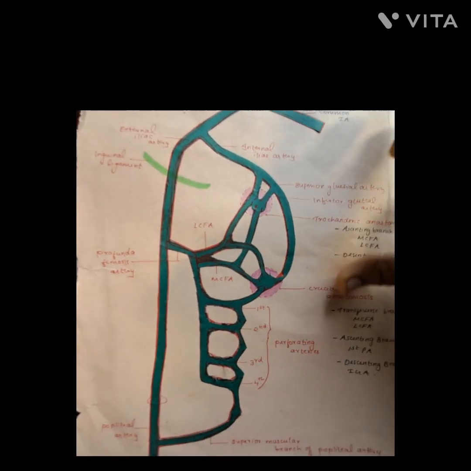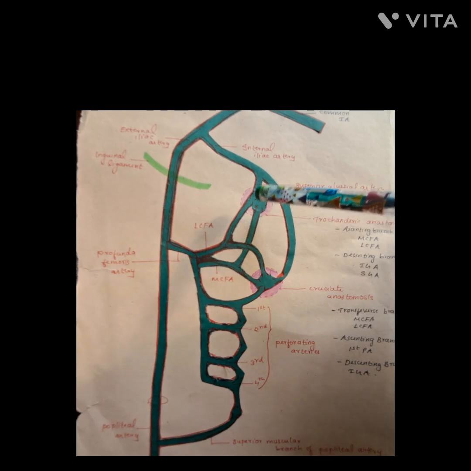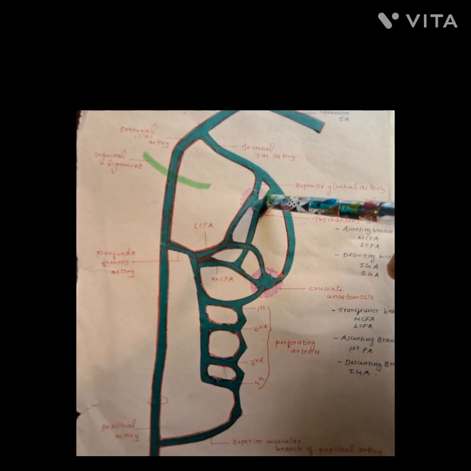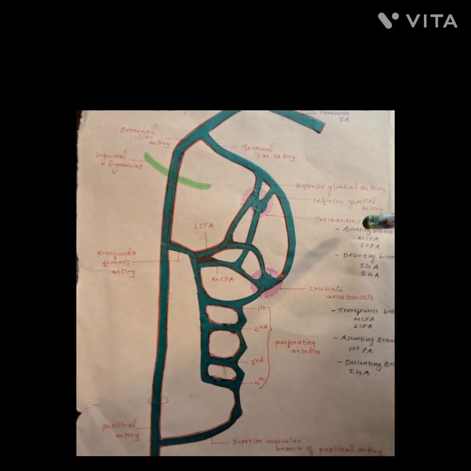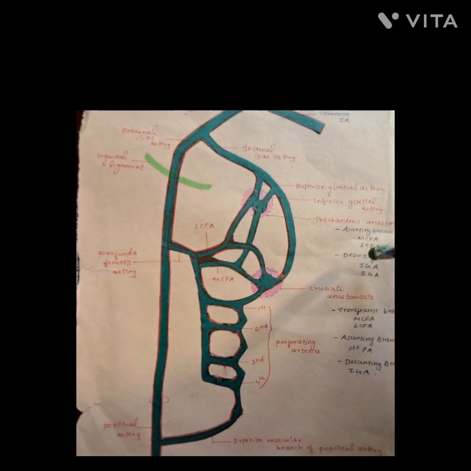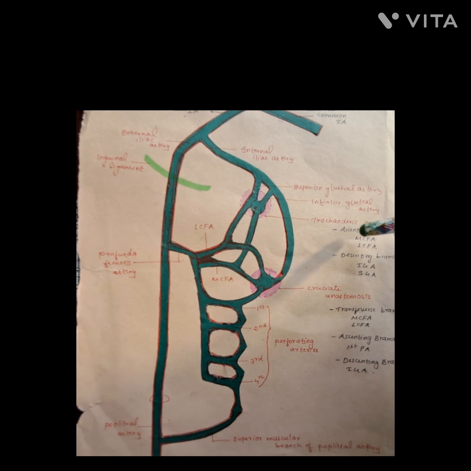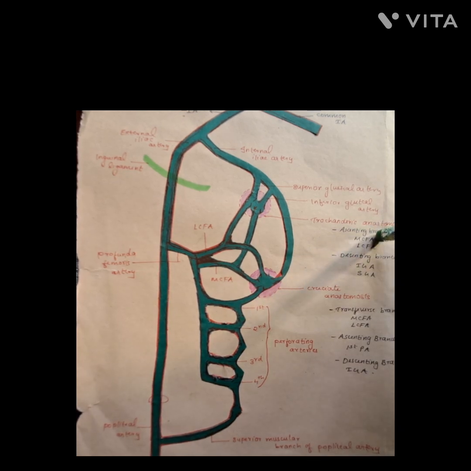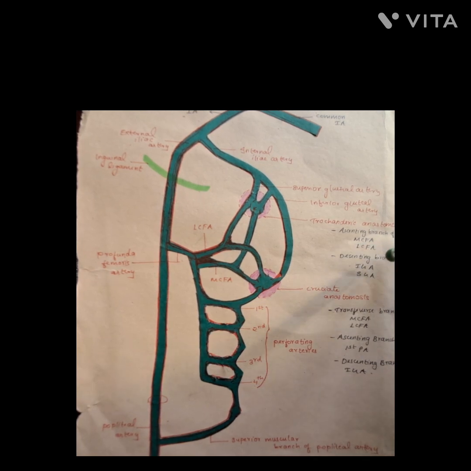Then comes the trochanteric anastomosis. The second form of anastomosis is the trochanteric anastomosis. Why is it so called? Because it occurs in the trochanteric fossa. It is formed by four arteries. What are the four arteries? The ascending branch of the medial circumflex femoral artery, the ascending branch of the lateral circumflex femoral artery, the descending branch of the inferior gluteal artery, and the descending branch of the superior gluteal artery.